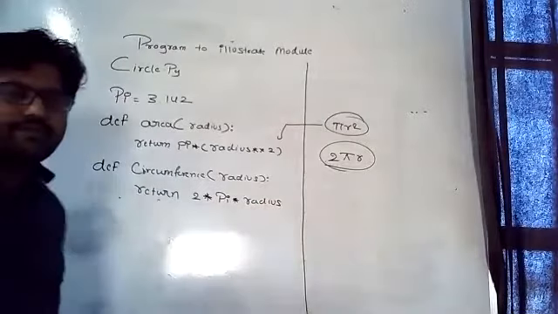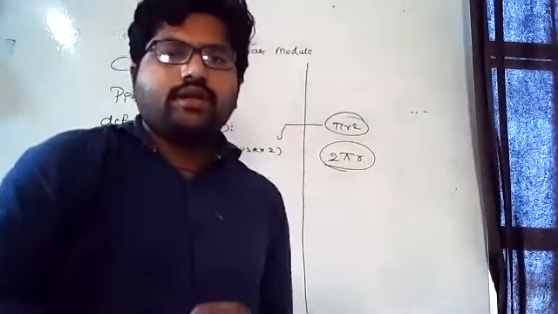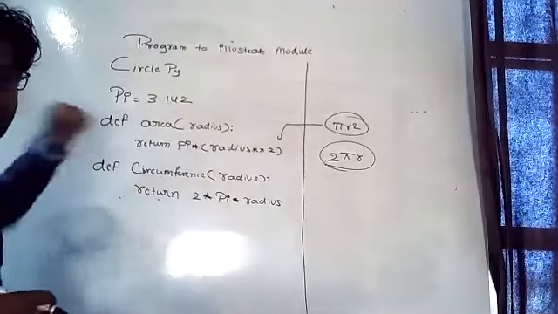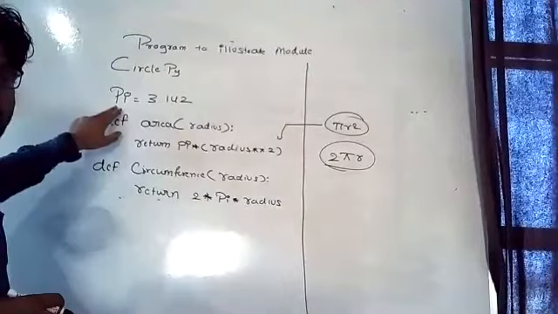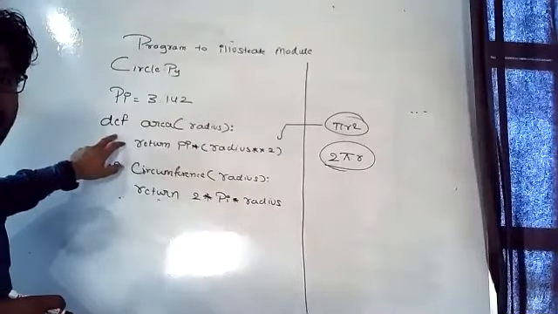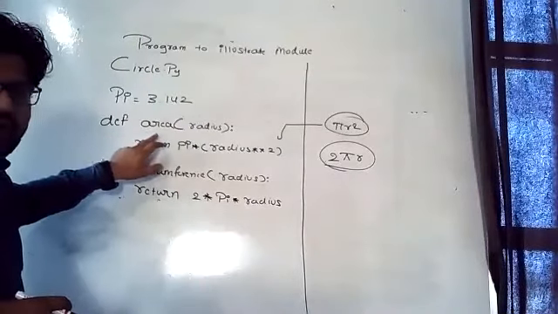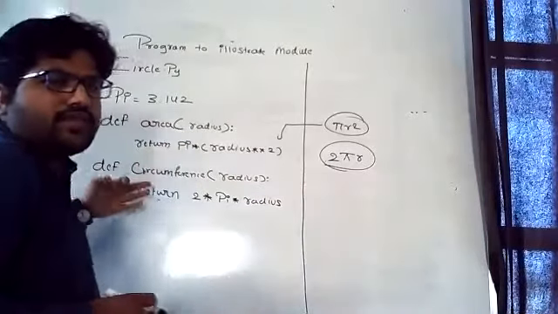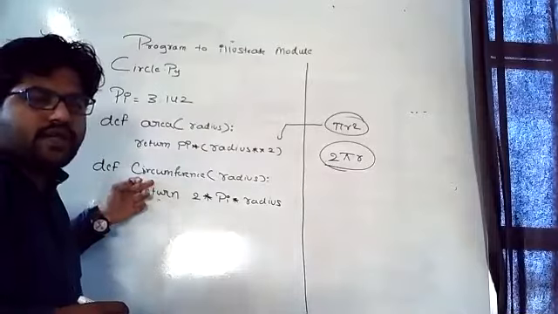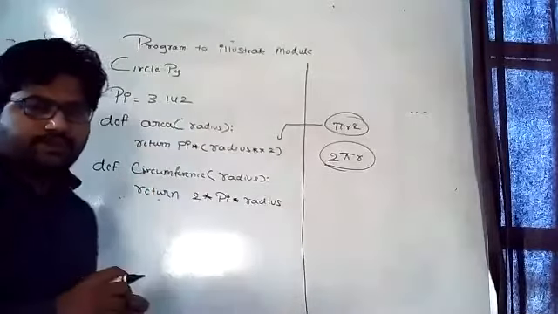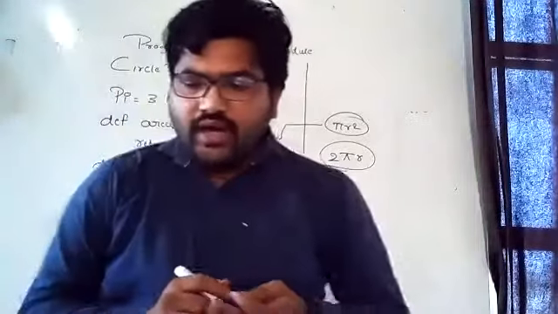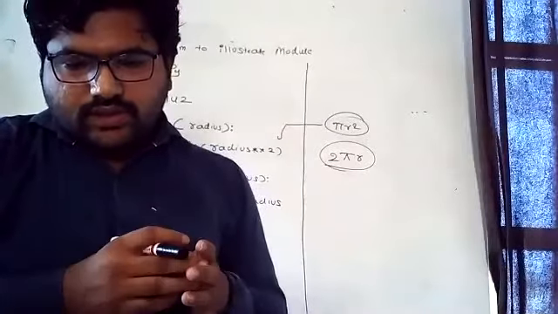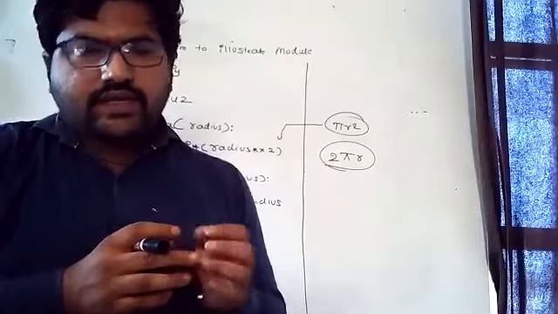Clear? The circle module is now containing two functions and one variable, the variable being pi. def area finds the area and returns it. Next, to find out the circumference, I have one function. I need to write another function.